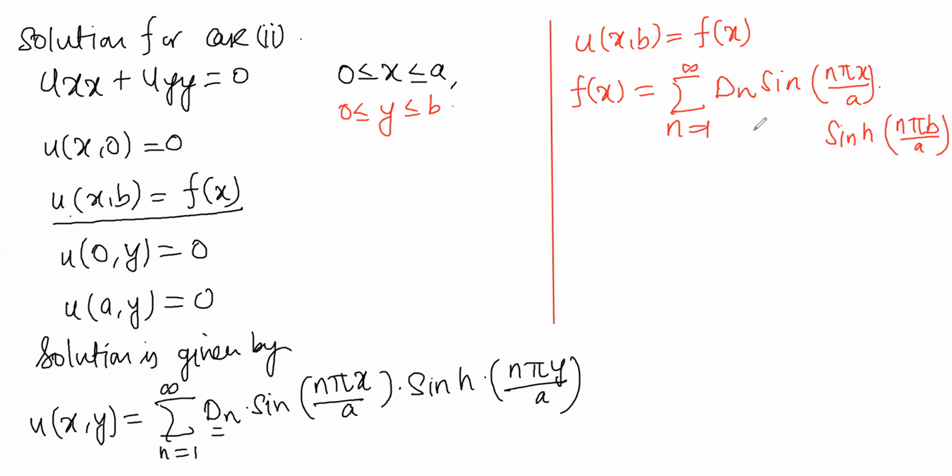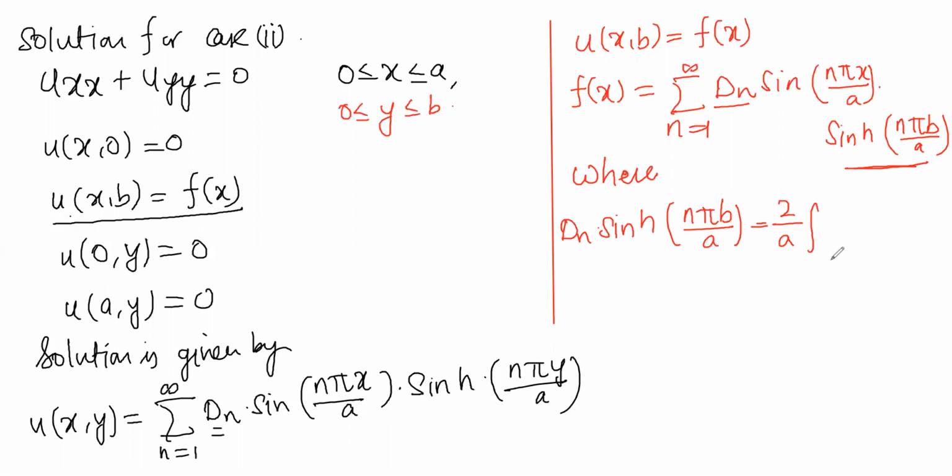Now just look at this series very carefully. This is again a Fourier sine series with this coefficient in fact. So let us find out the coefficient. Where d_n times sine hyperbolic(n pi b upon a) will be equal to 2 upon a and then the integral from 0 to a, and the rest of the things will remain the same, f of x into sine(n pi x upon a) and then dx.